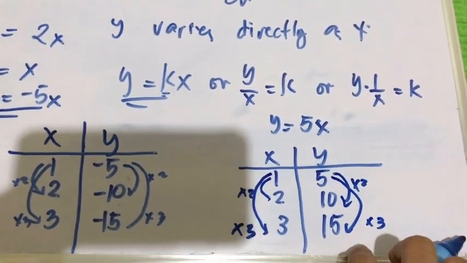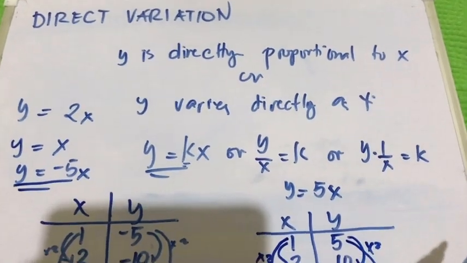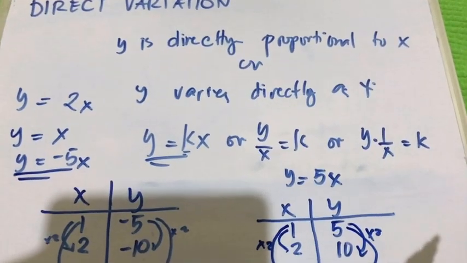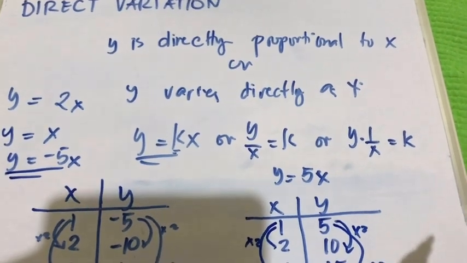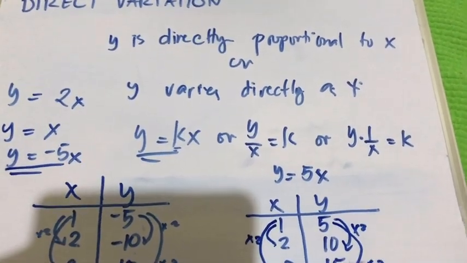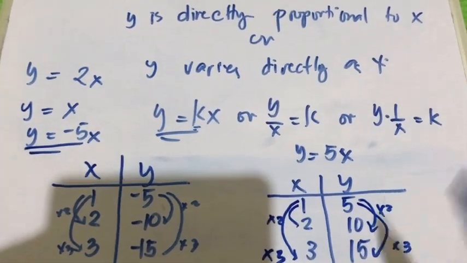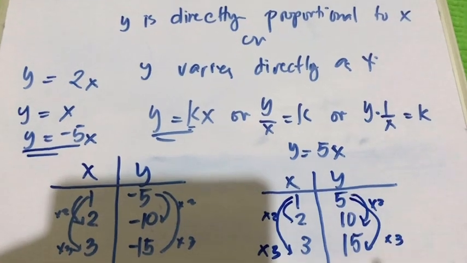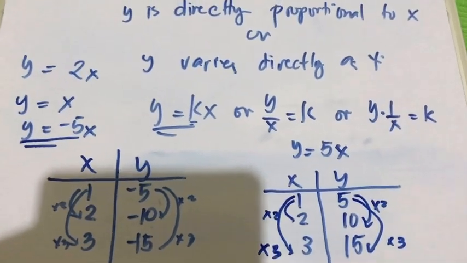Did you get it? So that is what we mean by directly proportional or the direct variation. Y is directly proportional to x, or y varies directly as x. Whenever the x goes up, the values of the y goes up as well. Whenever the x goes down, the values of the y goes down also.